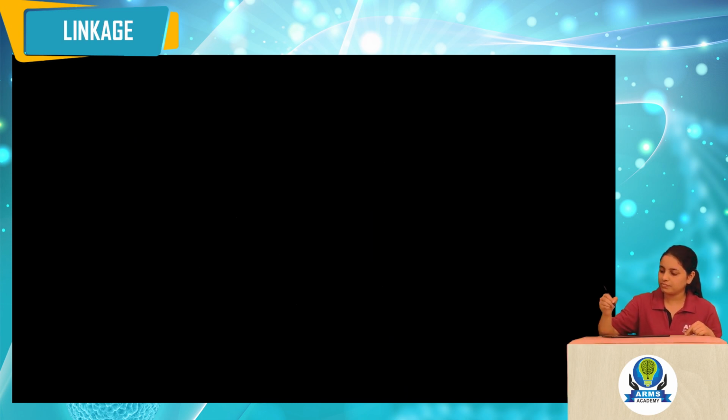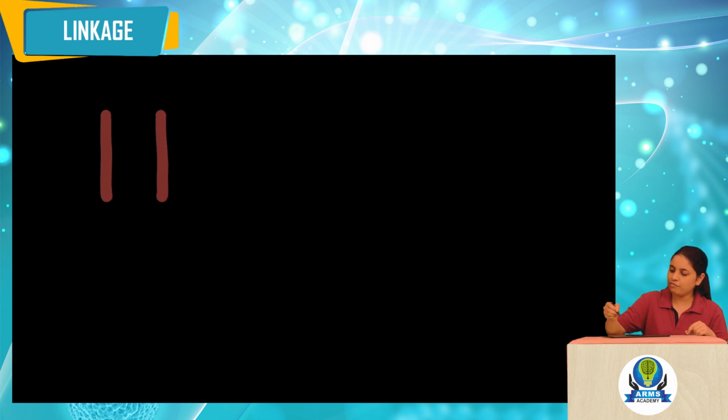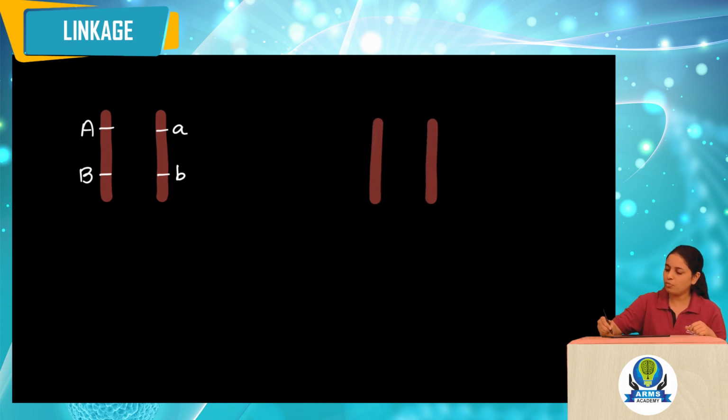Again, we have chromosomes, we have gene A, small a, capital B, small b. A and B genes on the same chromosome. And let's take one more set of example. We have two chromosomes, homologous pair, and here the genes are comparatively very close to each other.